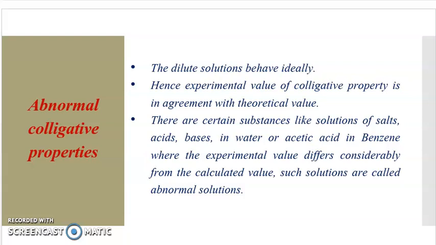In the past few classes, we have been discussing colligative properties, and we have discussed relative lowering of vapor pressure, depression in freezing point, elevation in boiling point, and osmotic pressure. So today we are entering a new topic. I think this is the last section of this chapter. In this last section, we are discussing what is abnormal colligative property and what is Van't Hoff factor. The two new terms are abnormal colligative properties and Van't Hoff factor.